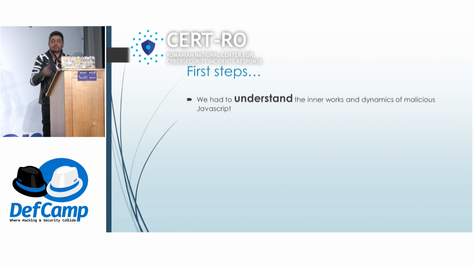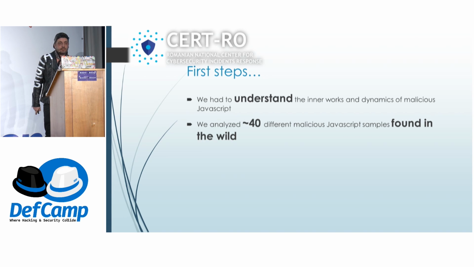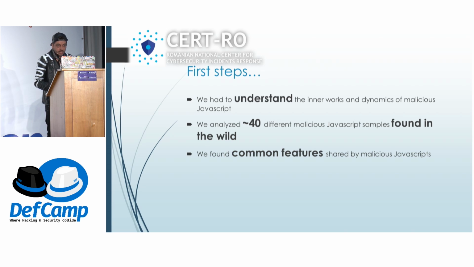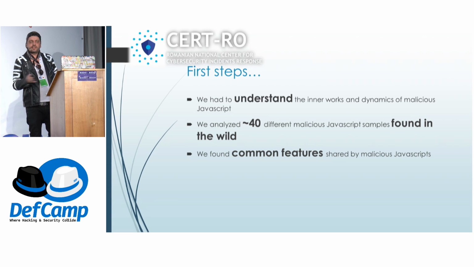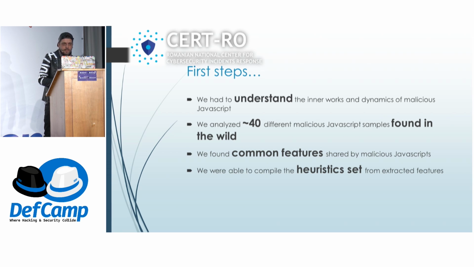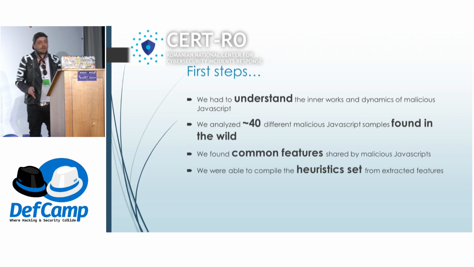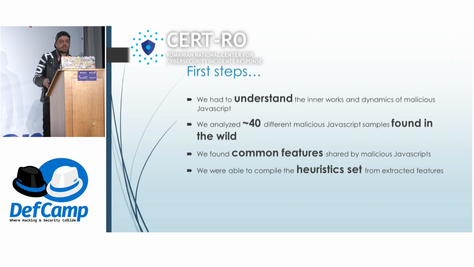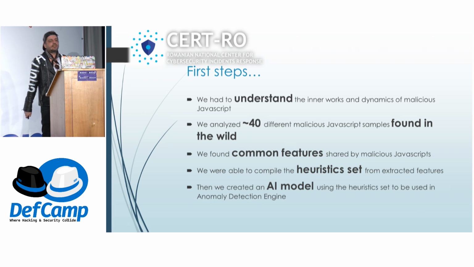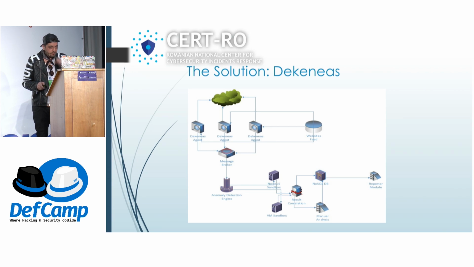So, the first step we took was to understand the inner workings and dynamics of malicious JavaScript. We analyzed about 40 different malicious JavaScript samples found in the wild. We found that they share a certain set of common features. So we were able to compile a heuristic set from the extracted features. Then we created an artificial intelligence model using the heuristic set to be used in our anomaly detection engine. This is the solution.